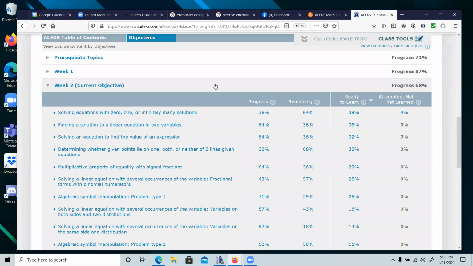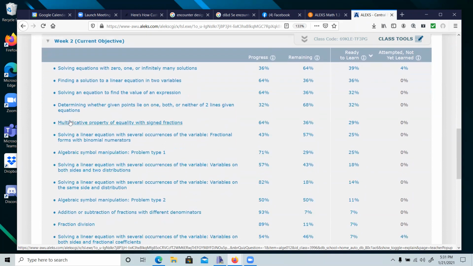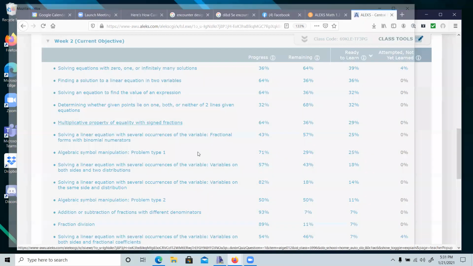All right, good evening. So we're back to checking out, ready to learn things. So we looked at these top four last time. And now we're just going to go ahead and hit the next thing here. So we have multiplicative property of equality with sign fractions. Let's see what that looks like.